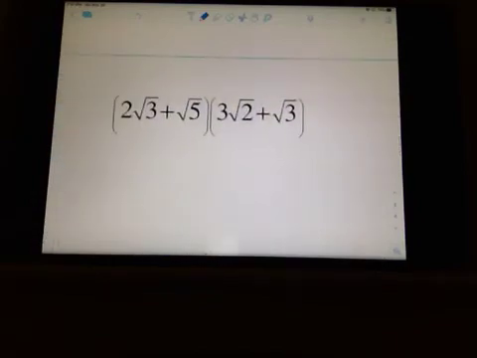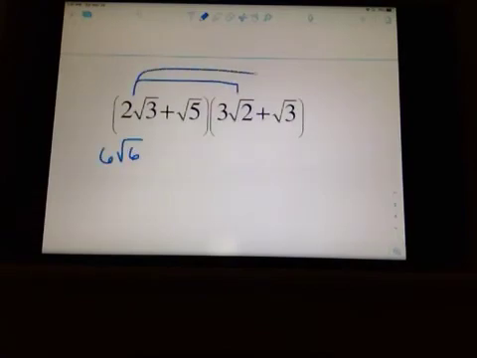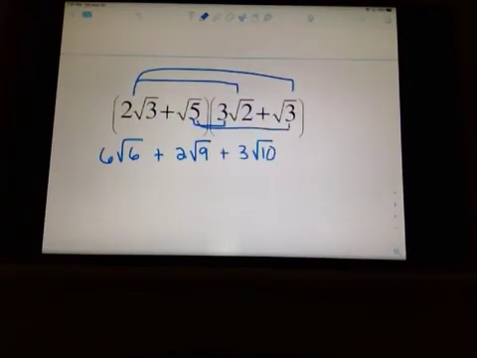Here we have another FOIL. First times first, 6 square root 6. Outer times outer, positive 2 square root 9. Inner times inner, positive 3 square root 10. And last times last, positive square root 15.